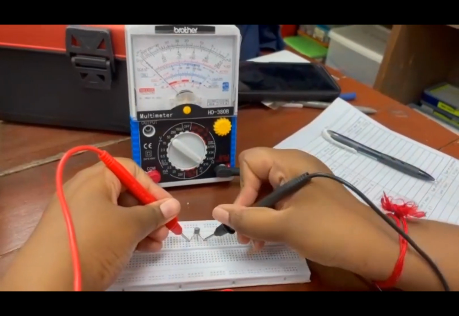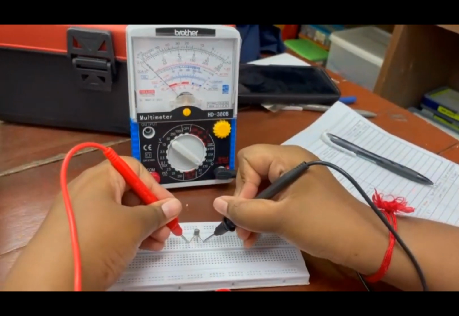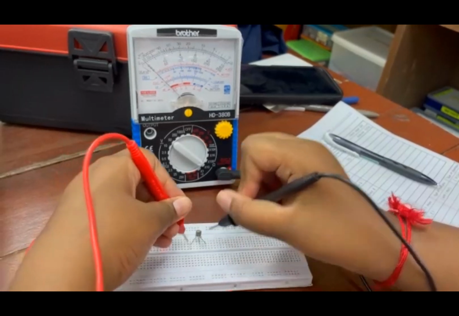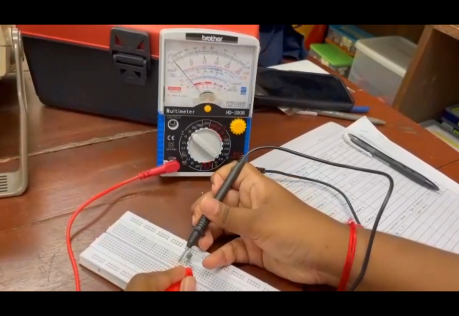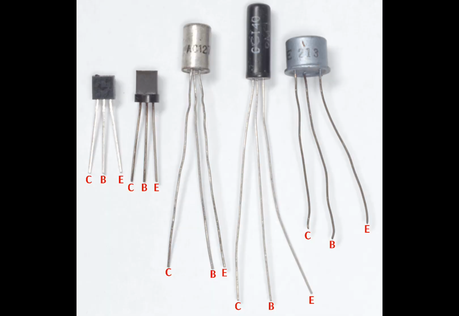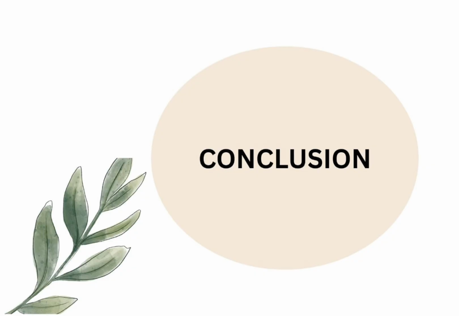Touch the red probe to the emitter terminal and the black probe to the collector terminal and observe the resistance reading on the meter. Then swap the meter probes, repeat the step and again observe the resistance reading. If both readings show a high resistance, then the transistor is a silicon type transistor. If it's a germanium type transistor, the meter will show a high resistance reading and a low resistance reading, or vice versa. Finally, we enter the last part of this video, which is the conclusion.